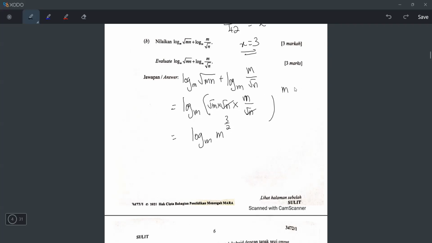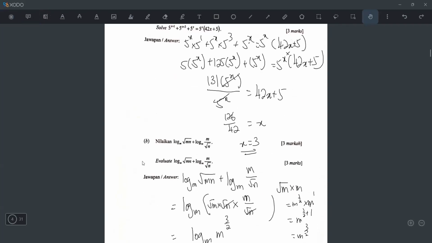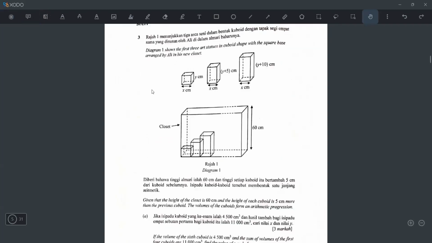Because we know that the square root m is actually power 1 over 2, and the m here is just power 1. So when the base is the same and multiplying, the power we will add. So you get m power 3 over 2. That's why I know it's 3 over 2. And when the log number has a power, you can put it in front like this. And then the log m of m is 1, so the answer is 3 over 2. All right, and that's all. That's the answer. All right, it's simple as that.